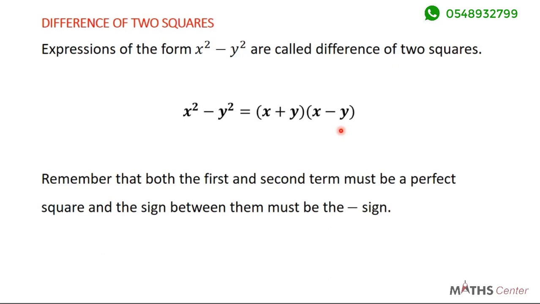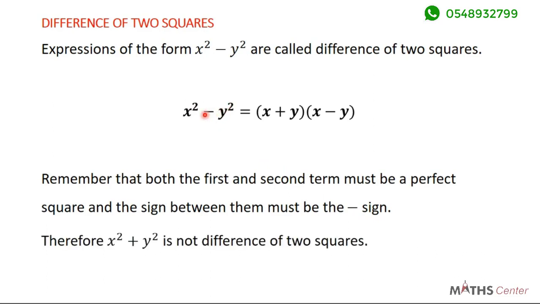But there are some things that you must take note of. Remember that both the first and second terms must be a perfect square. That is, it must be that term squared. And the sign between them must be the negative sign. So it must be the first term squared, the second term squared, and the sign between them must be negative. So if you have s squared plus y squared, it is not a difference of two squares. For this to be a difference of two squares, the sign here must be negative, not positive.